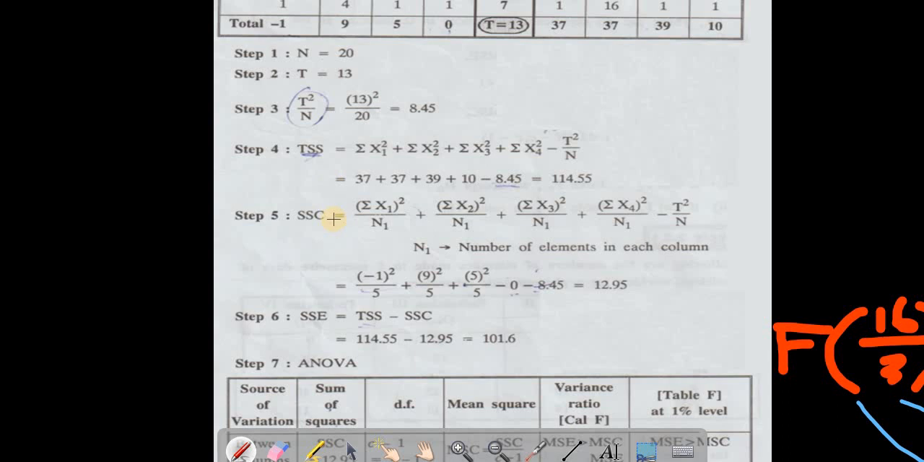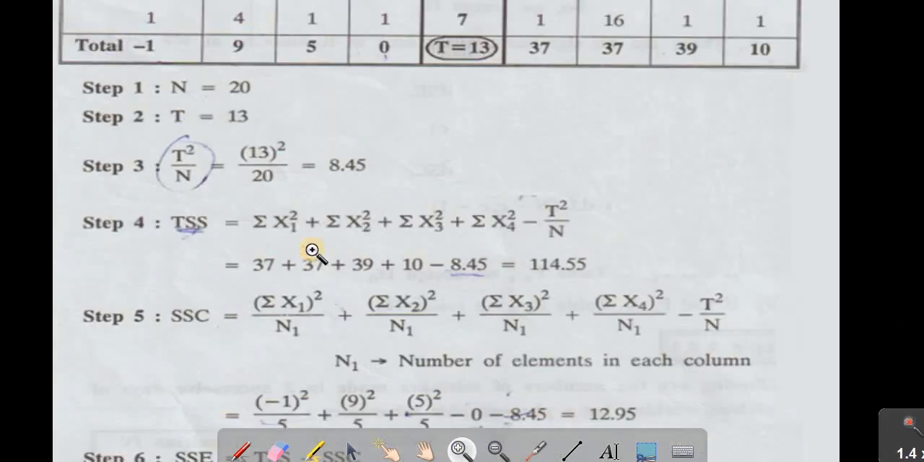Now SSC we have to calculate. Okay, SSC, we know the formula. SSC is equal to summation of x1 square divided by n1 plus summation of x2 square divided by n2 plus summation of x3 square divided by n3 plus summation of x4 square divided by n4 minus T squared by N.